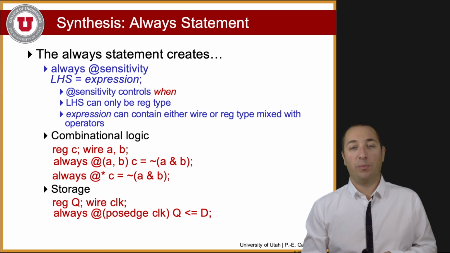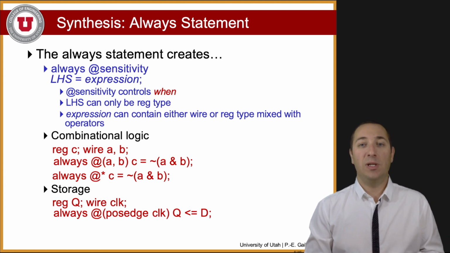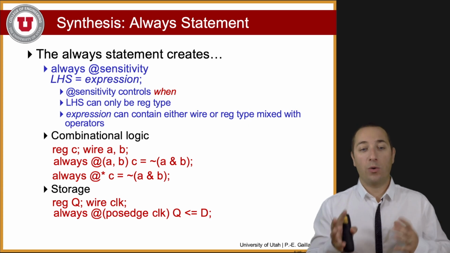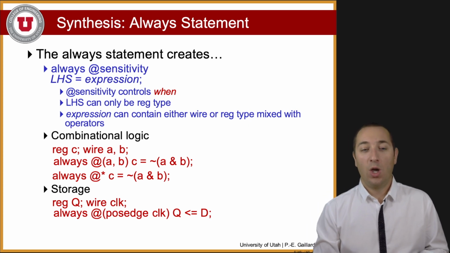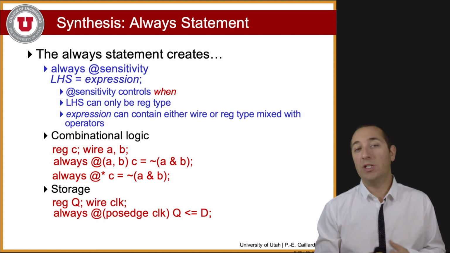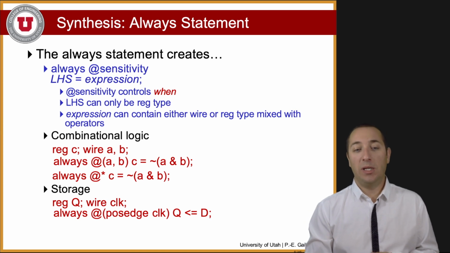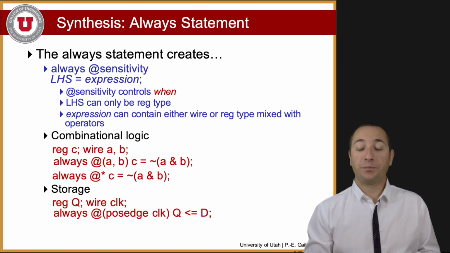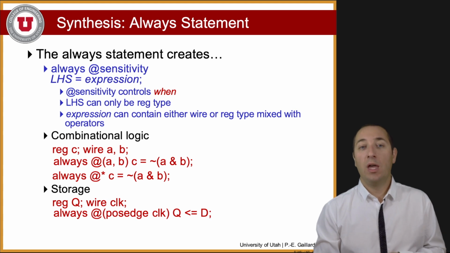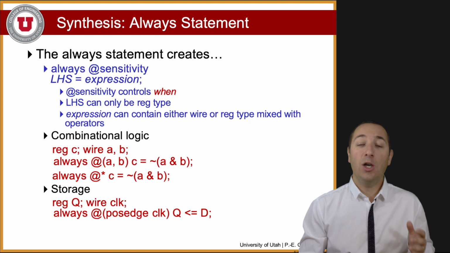Let's go through an example of combinational logic first. So we have reg C, wire A and B. A and B are scalar wires. C is a scalar register. You will have the always at A, comma B, which is basically A or B. C is equal to not A and B. In this particular case, the C value is going to take the not A and B, so it's a NAND operation between A and B, only and only if A or B is changing.